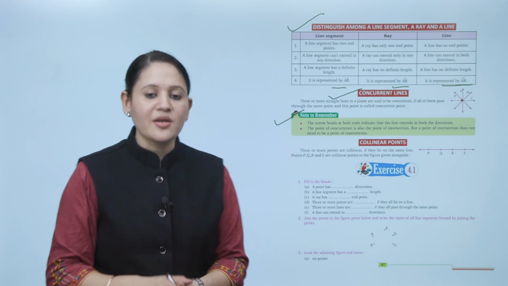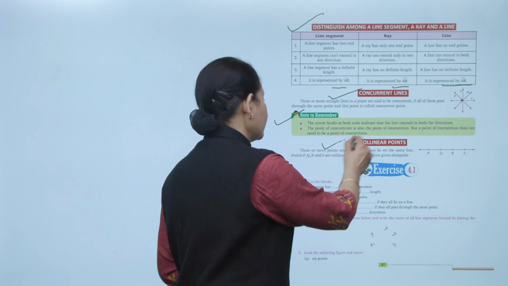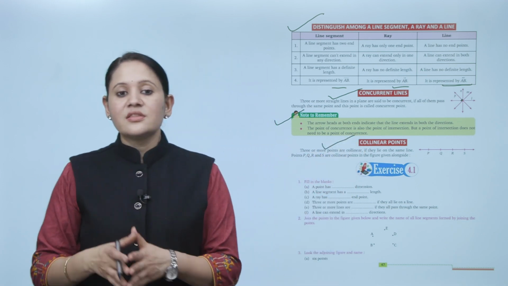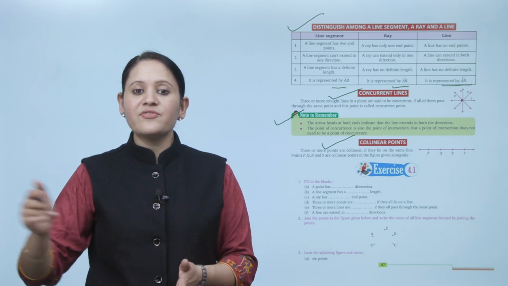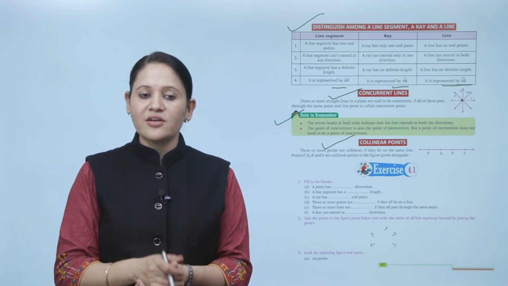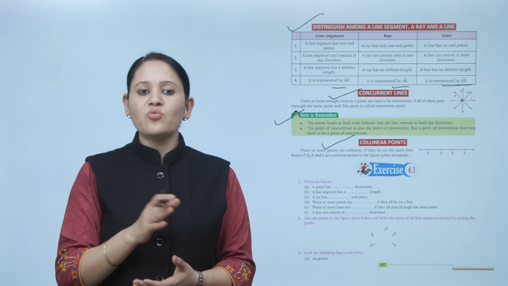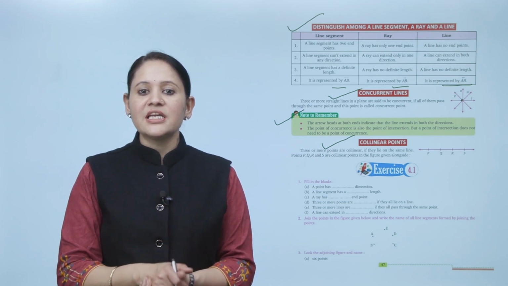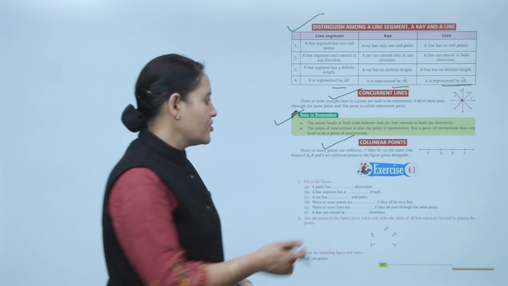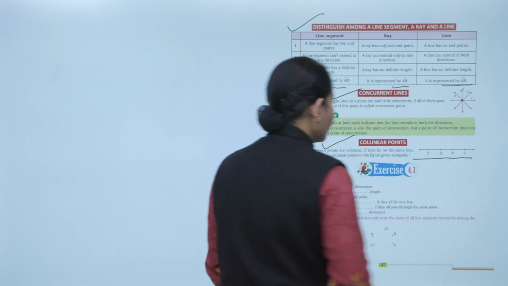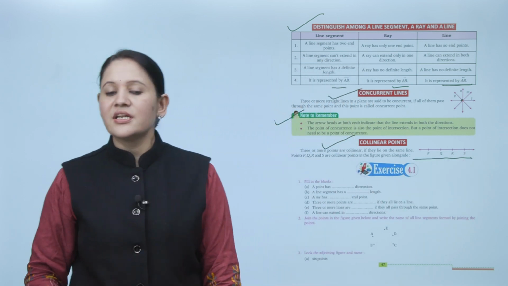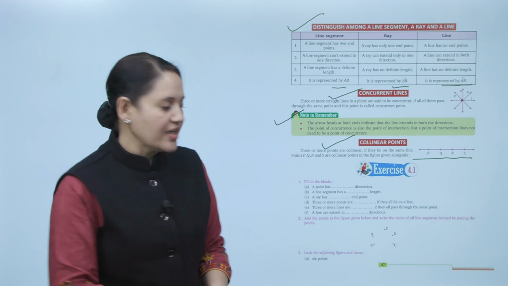Next is collinear points. Three or more points are collinear, means एक line में हैं, if they lie on the same line of a plane. Points P, Q, R, S are the collinear points in the figure given alongside. So here points P, Q, R, S are in the same line, so they are collinear points. Clear?